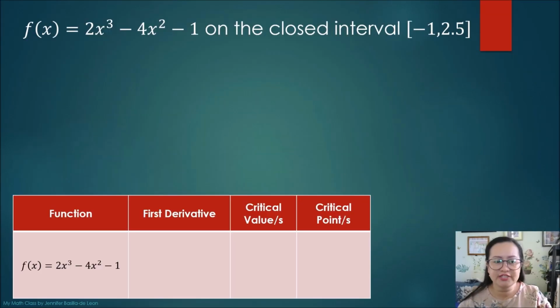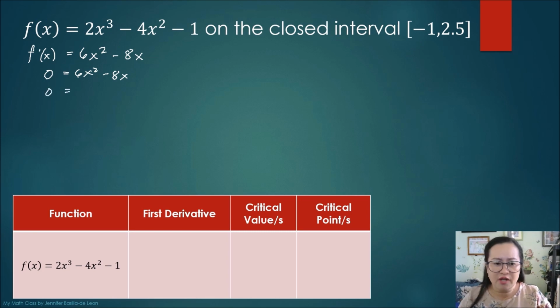Now consider the example f of x equals 2x cubed minus 4x squared minus 1 on the closed interval from negative 1 to 2.5. The first derivative of the function, so we will have 6x squared minus 8x. And then in order to find the critical values in the graph or in the function, we equate the first derivative to 0.